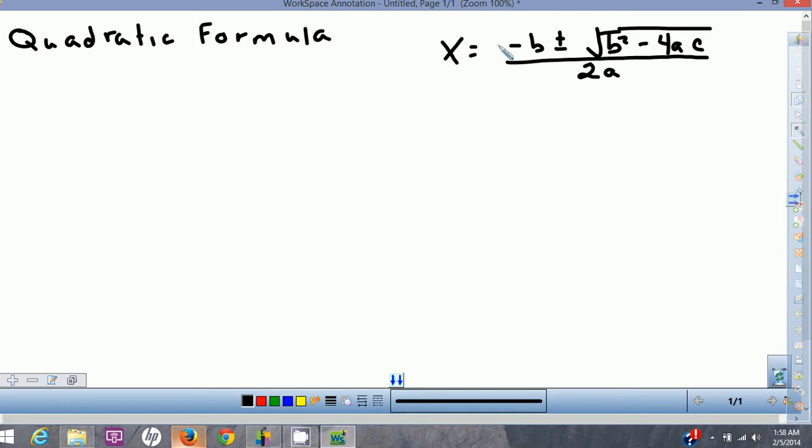X equals opposite b plus or minus square root of b squared minus 4ac divided by 2a.